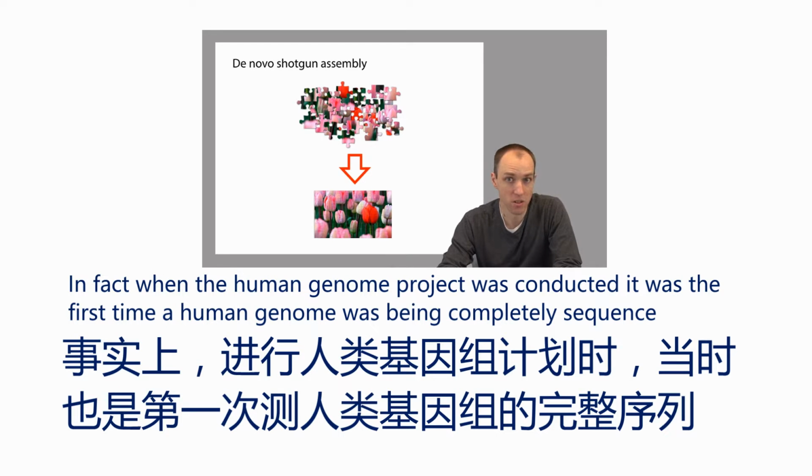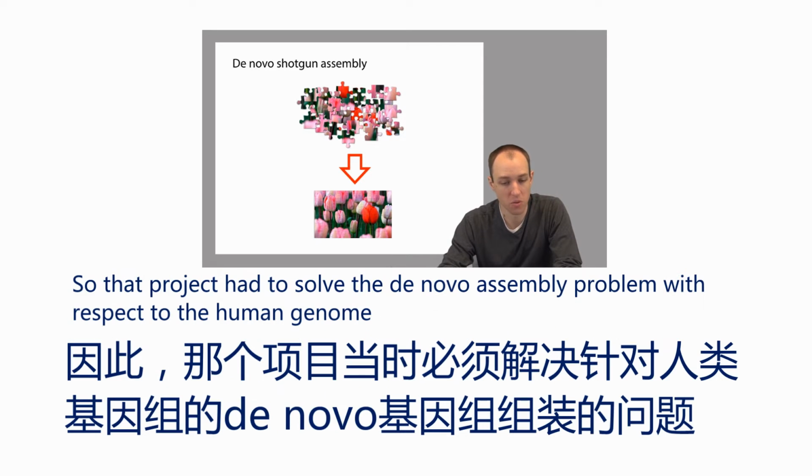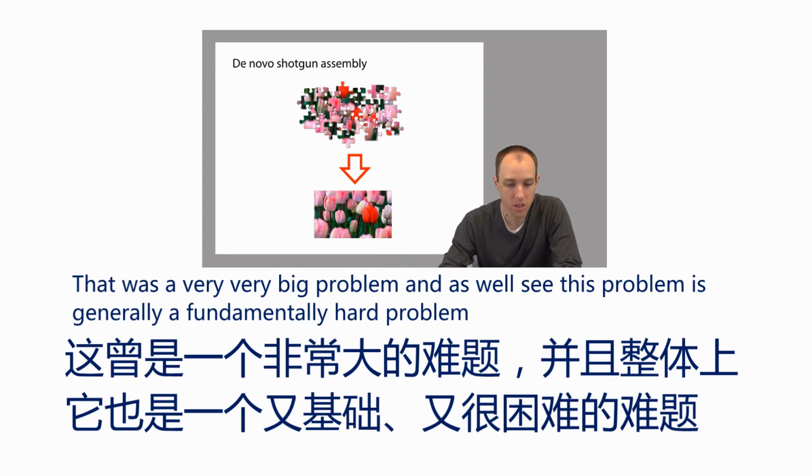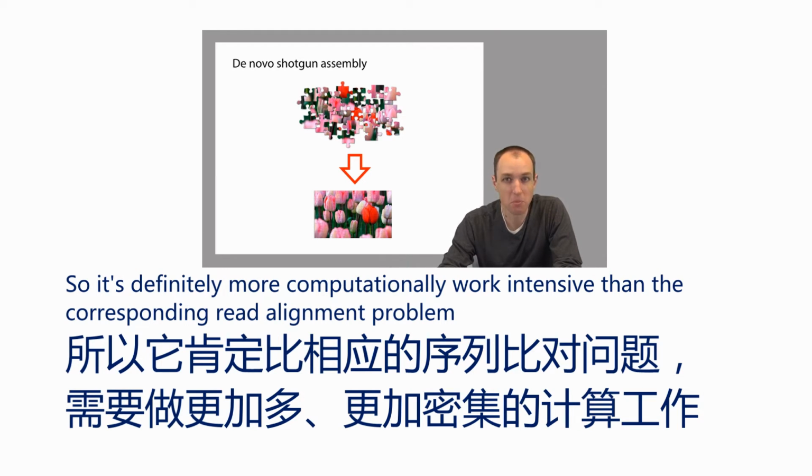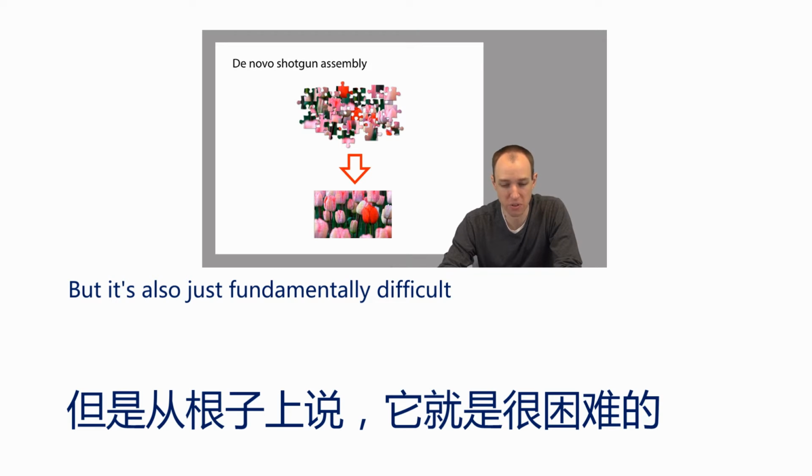In fact, when the Human Genome Project was conducted, it was the first time a human genome was being completely sequenced. So that project had to solve the de novo assembly problem with respect to the human genome. That was a very, very big problem, and as we'll see, this problem is generally a fundamentally hard problem. It's definitely more computationally work-intensive than the corresponding read alignment problem, but it's also just fundamentally difficult.